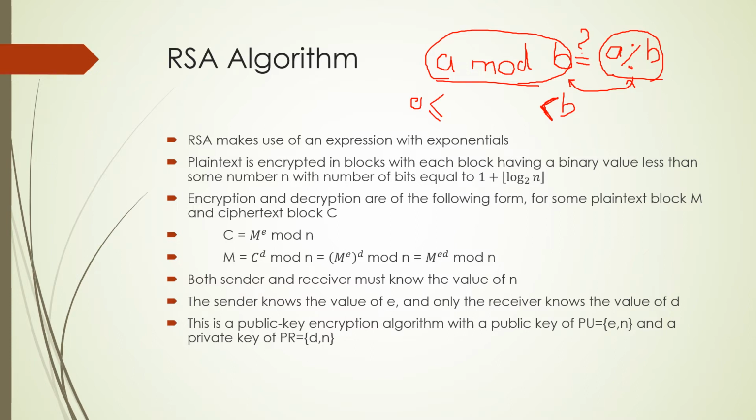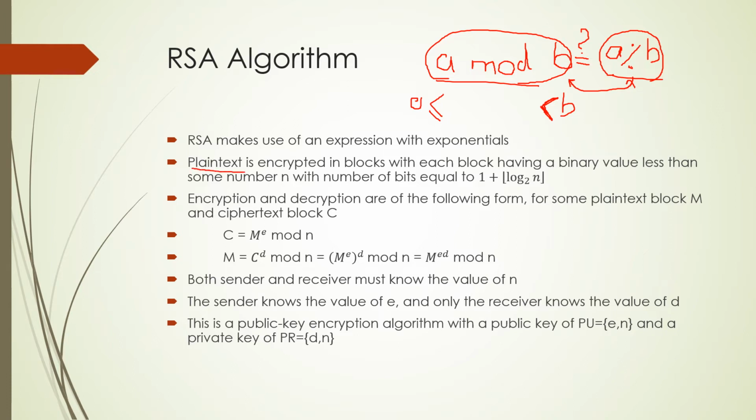So a % b may result in a negative value. If that's the case, just add b to that negative value to calculate a mod b. So you basically know what a mod b is. It's very similar to the percent operator in different programming languages. Now, with this introduction to the mod operator, let's move forward with the RSA algorithm.